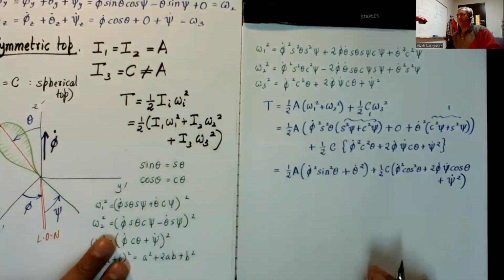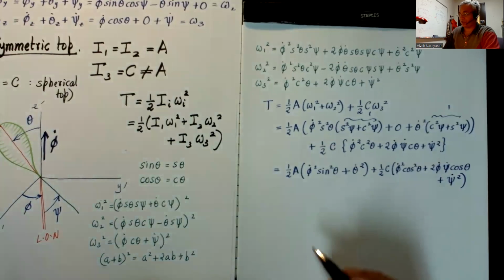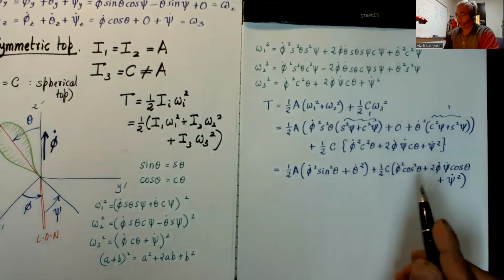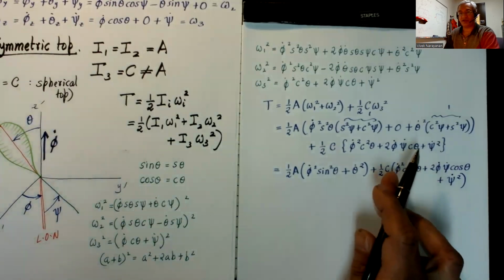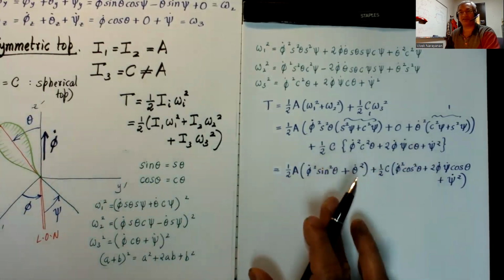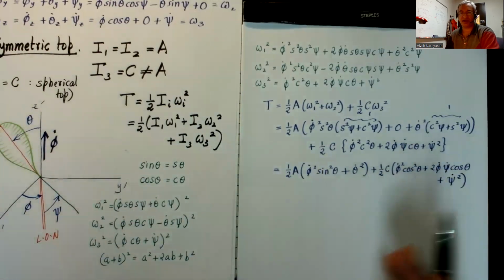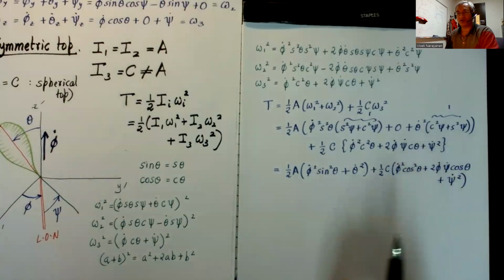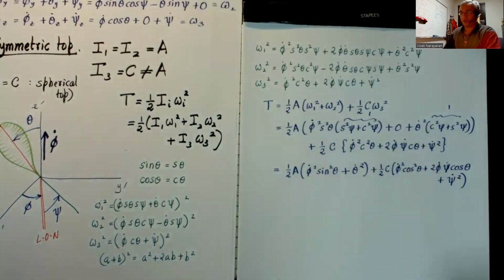So, by the way, if the top were symmetric, if A were equal to C, you'll observe that there's a further simplification, because if A is equal to C, let me call C A, then I can take these two terms together and I get phi dot squared sine squared theta plus phi dot squared cosine squared theta, which adds up to just phi dot squared. So I'll get an even cuter looking expression, but it's still not trivial. You still have something to do.